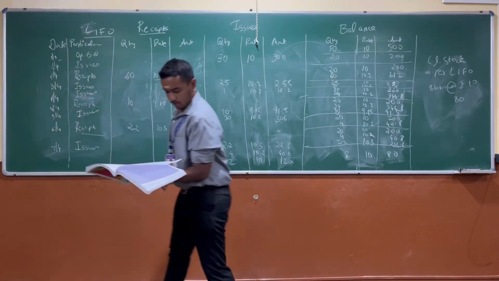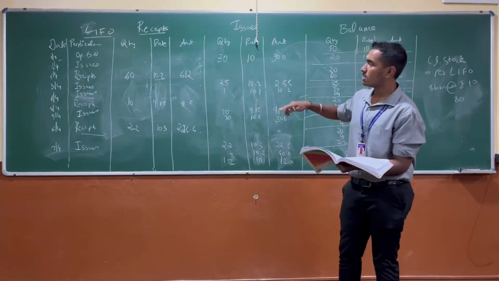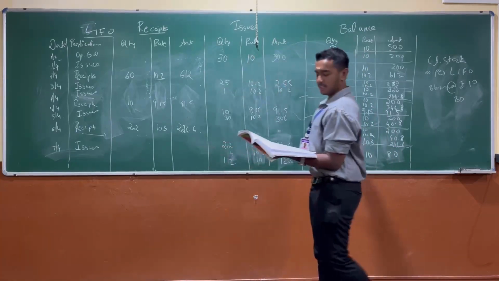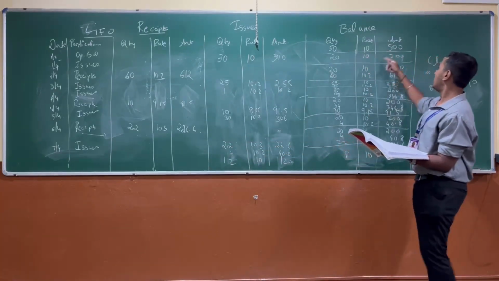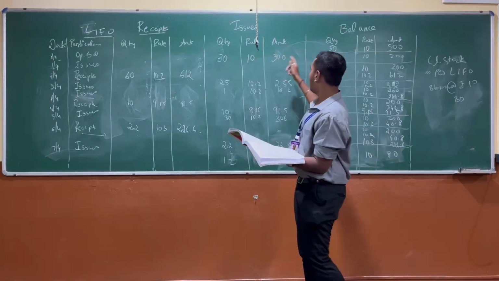As per the LIFO method, we are actually looking into the same previous problem. In the same problem, we have just done the same thing in the LIFO method. So the opening balance will be the same as the previous method: 50, 10 and 500. Even the issues will be the same: 30, 10, 300.